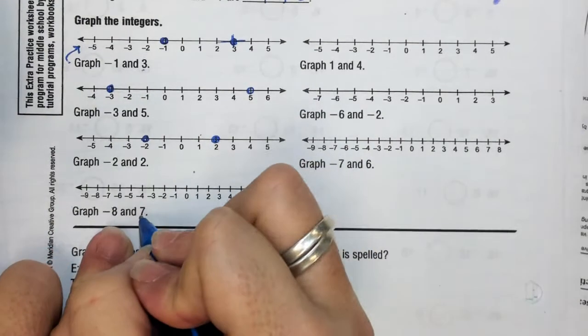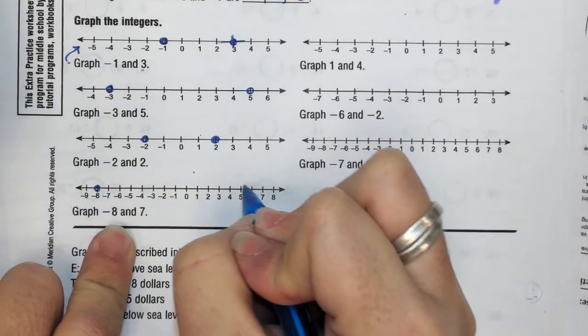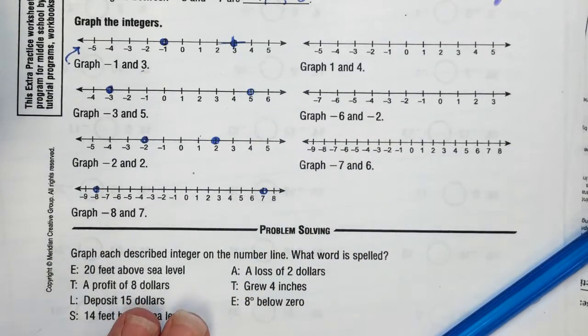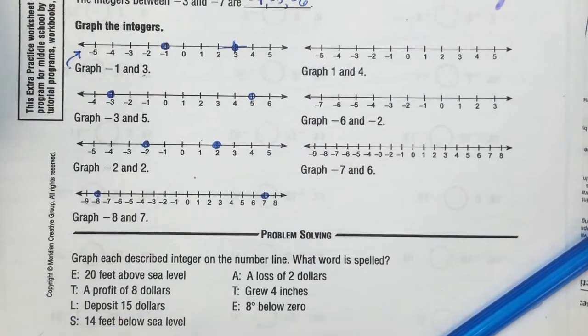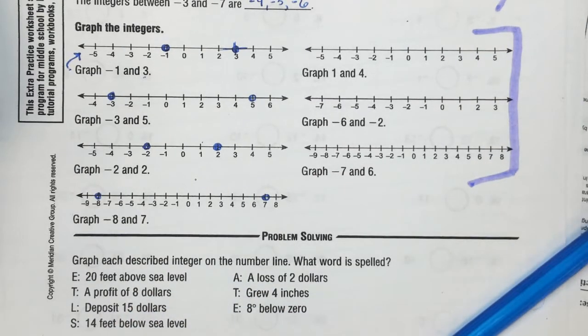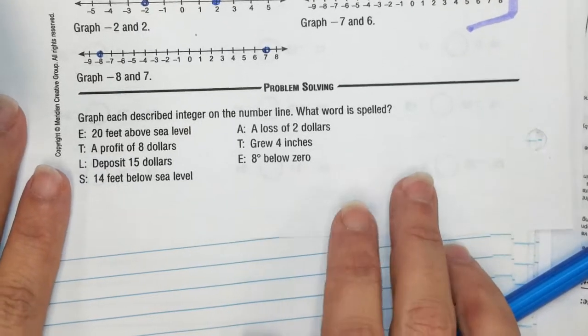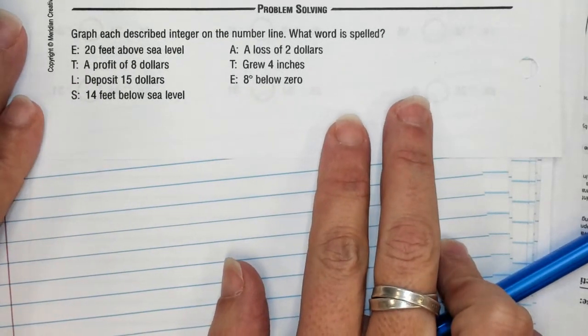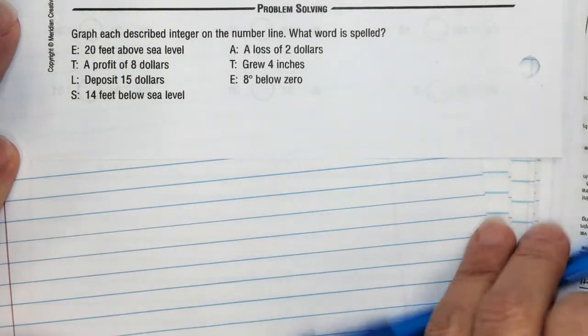And this one is -8 and 7. Now, if you would, finish the next three, the last three there, so you don't have homework. On this next part, it's almost like a little puzzle. Now, what I would do is this, and I'm giving you a big hint here.